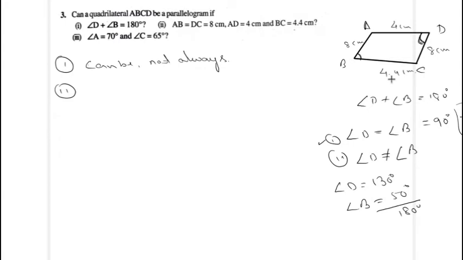Is it a parallelogram? See, AB is equal to DC. These two opposite sides are equal. But AD is not equal to BC. These two opposite sides are not equal. So that's why it is not possible. It is not a parallelogram, because AD is not equal to BC. So not a parallelogram.